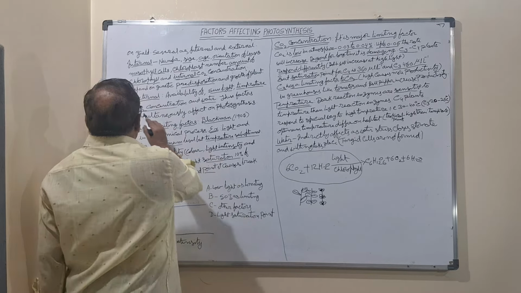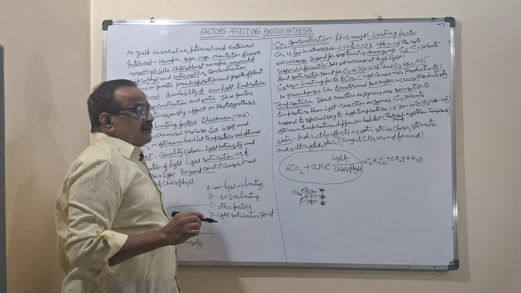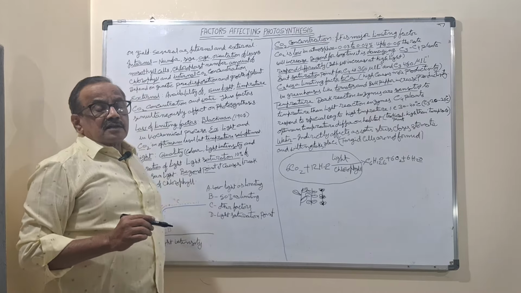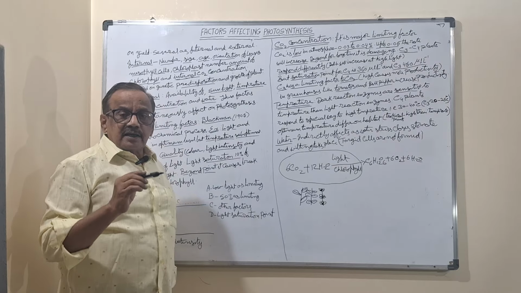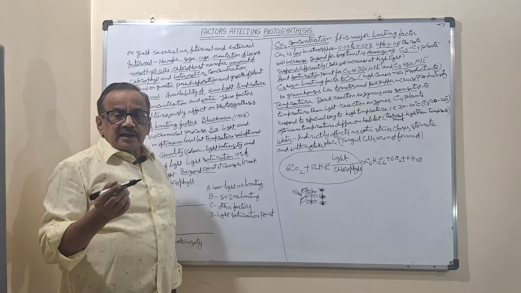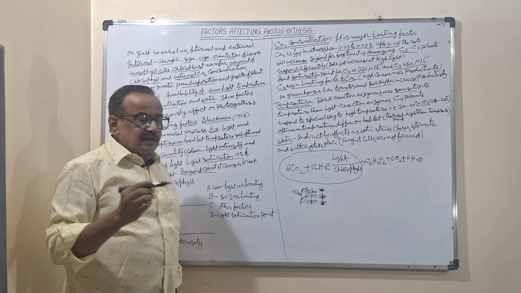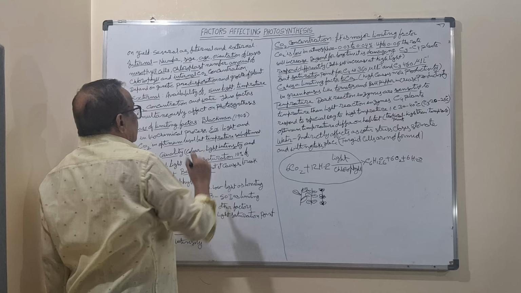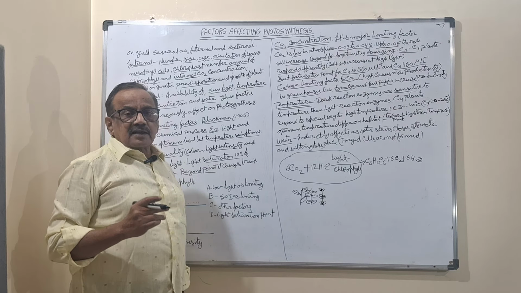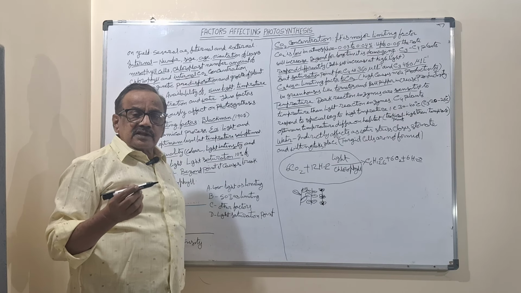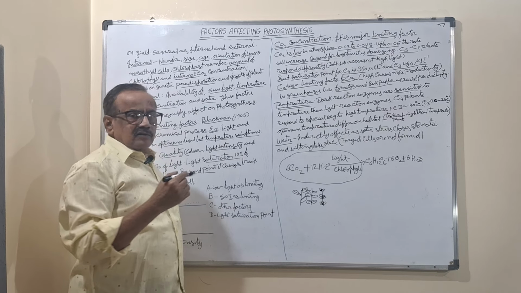Also carbon dioxide concentration: how much carbon dioxide is in the air, what happens if it increases, and what happens if it decreases. And water content: if water stress is there, then the photosynthetic rate will decrease. How that happens, we are going to discuss.